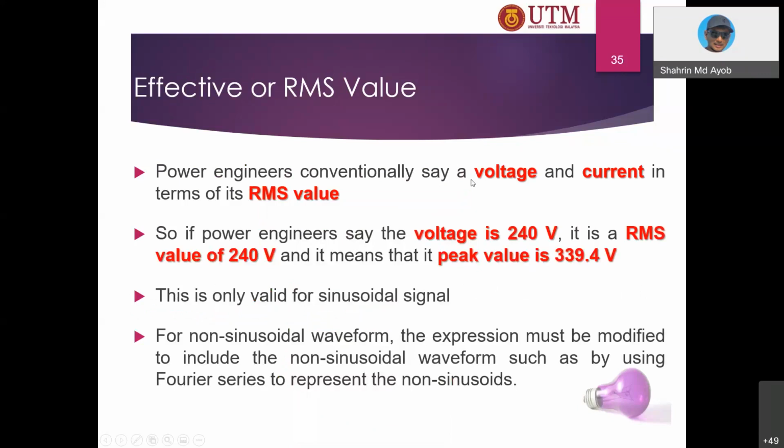So power engineers conventionally say voltage and current in RMS. So that's why we are using the RMS. For example, our socket right now in our home appliance, 240 volt. That one is actually RMS values, not peak values. 240 volt RMS, where the peak value is actually 339 because you just multiply 240 volt by square root 2. So VM is equal to 339.4.